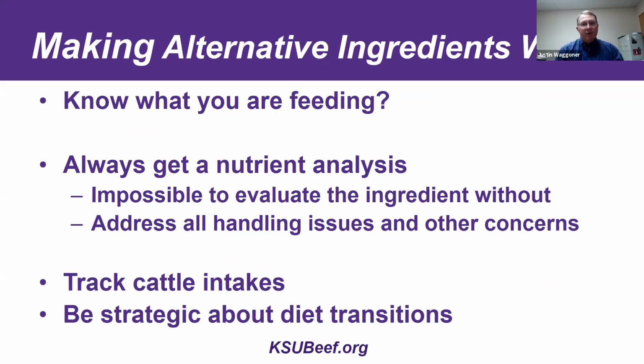So as I start to wrap things up, I wanted to give some general guidelines on how we make alternative ingredients work and what are some key things that we need to have in place. I think the first one of those is we really need to be an operation that knows what you're feeding. What are you putting in the bunk? What's the chemical composition of those commodities that are going in the bunk so that we can do a really good job of putting the alternative ingredient in there, matching your feeding program and making it fit.